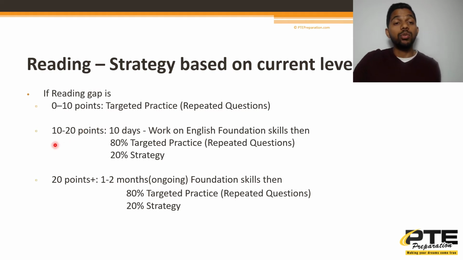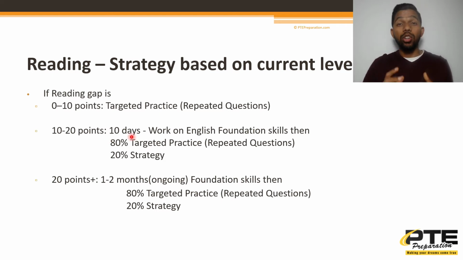10 to 20 points. So if you have a gap of around 10 to 20 points to cover to your target score, then you want to spend some time working on your foundation English, because just by doing repeated questions, you might not necessarily cover that much of a gap. Okay, so you also want to spend some time working on your foundation in English, and there's a separate section on foundational English, and you can have a look at the reading section of that module to kind of see what you need to do to work on that. But after spending 10 days, then you can focus on targeted practice and strategy, which is essentially going through the rest of these videos in this course in the reading section.